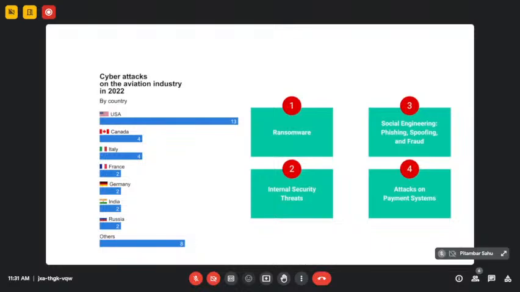And you can see the cyber attacks in the aviation industry in 2022. Different countries are being attacked by ransomware attacks, internal security threats, and attacks on payment systems where you give your credit card information. So all these are the threats we have right now.